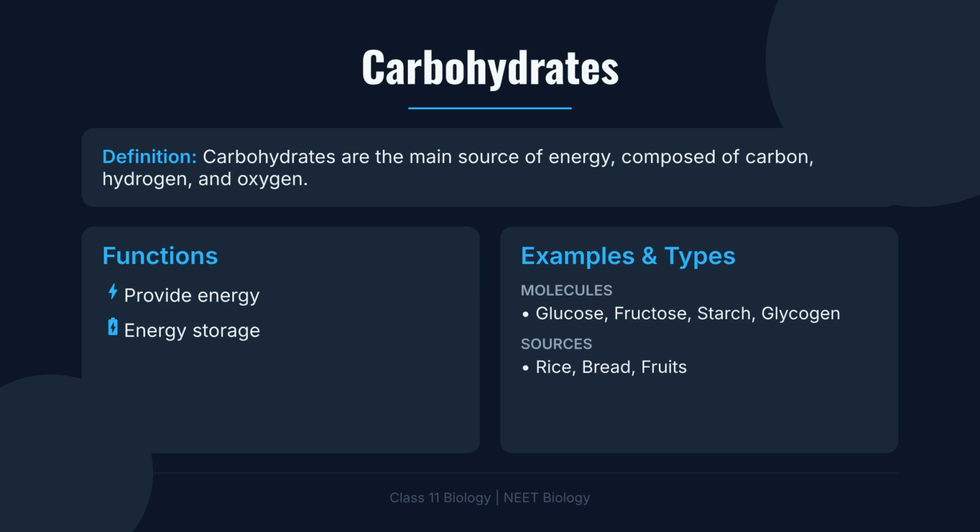When we eat foods such as rice, bread, potatoes, or fruits, the carbohydrates present in them are broken down into glucose. This glucose is then used by cells to produce energy. Besides providing energy, carbohydrates also help in energy storage. Plants store carbohydrates as starch, whereas animals store them as glycogen.